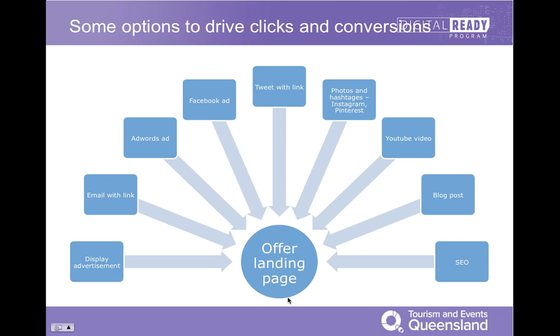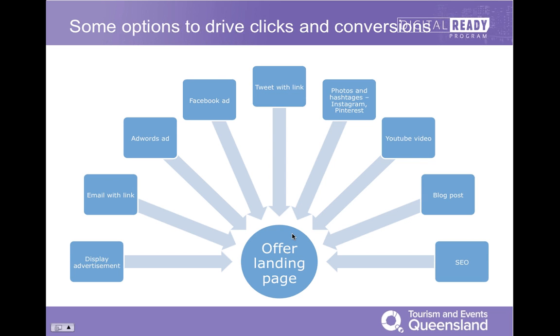We create a landing page on your website and we send traffic to it via a display ad, via an email with a link, or we could be doing an AdWords ad or a Facebook ad or a tweet with a link, or photos and hashtags that will help drive traffic, or a YouTube video, or a blog post, or search engine optimization. Now, you choose. This is why I said, where is my market about channels? You choose which are going to be the most effective combinations of channels, given your available time and staff resources and your available budget.